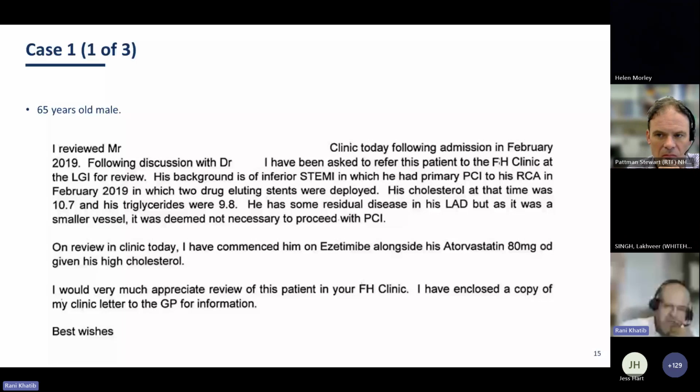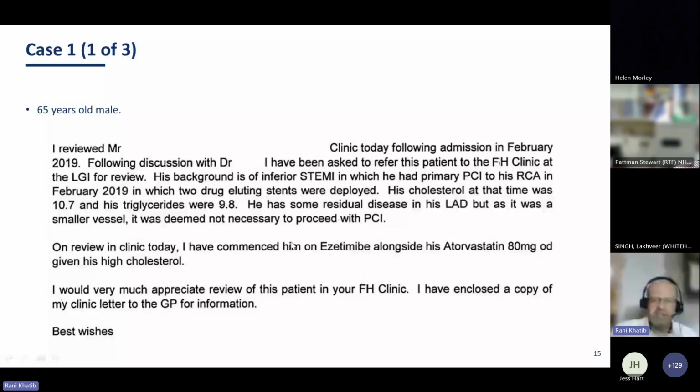The background of this patient is that he had a STEMI and had primary PCI, and his cholesterol readings were total cholesterol 10.7, triglycerides 9.8, and he has some residual disease in his LAD, etc. They've already started him on atorvastatin and ezetimibe as well, and they wanted him reviewed and referred to genetic testing if he's got FH. So this is the case.